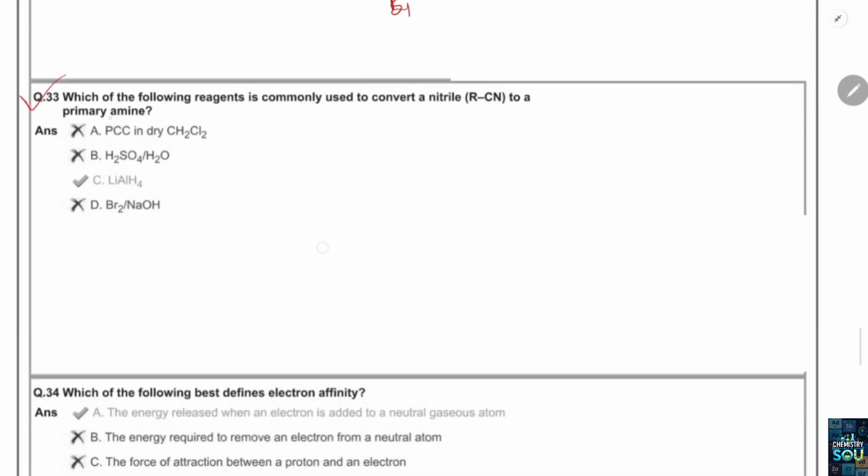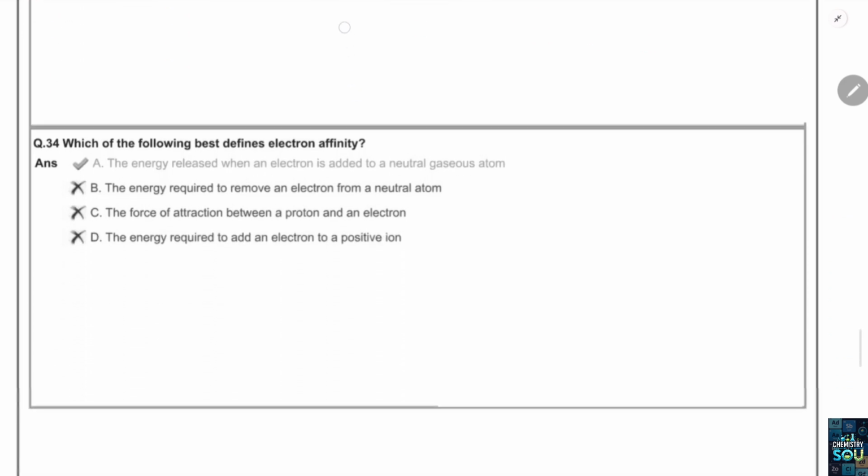In question number 33, which of the following reagents is commonly used to convert RCN to a primary amine? When RC triple bond N is converted to the primary amine, this is CH2, this is NH2, meaning adding of hydrogen, a reduction. This is an oxidizing agent, this is an oxidizing agent, this is an oxidizing agent, but this is a reducing agent. So lithium aluminum hydride is the correct answer.